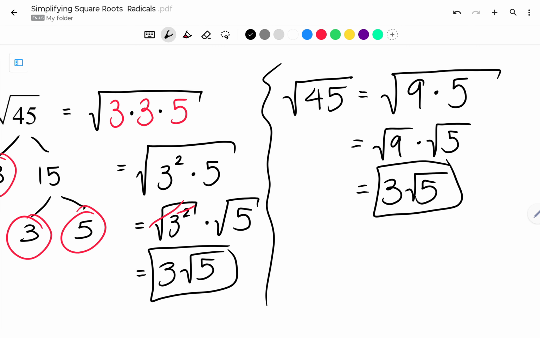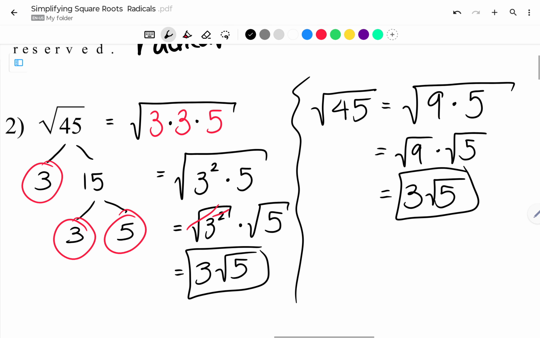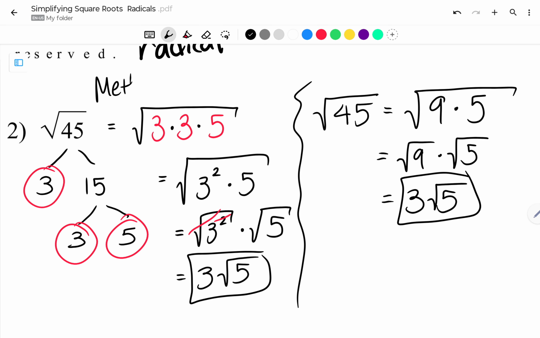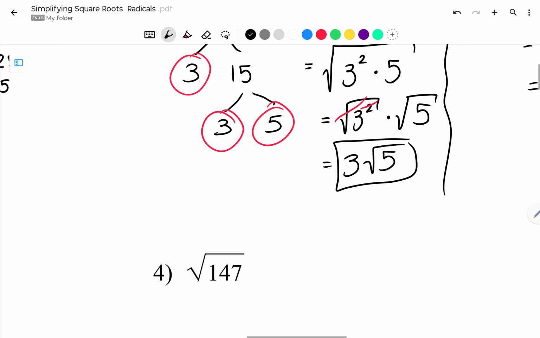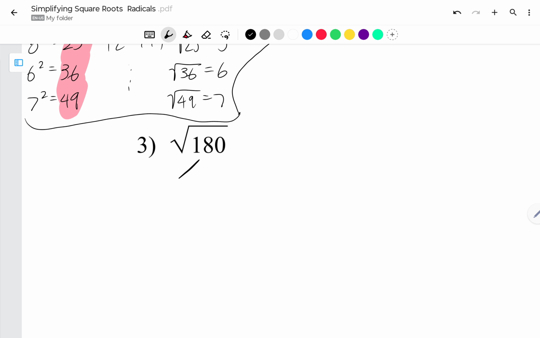Whatever works for you. Whatever is the easiest for you, right? But I'm not going to keep doing 2 methods for you guys. This is method 1, method 2. Maybe I'll switch around. Okay. So let's keep going. Let me do number 3. Let me do number 3 with method 2 or method 1.